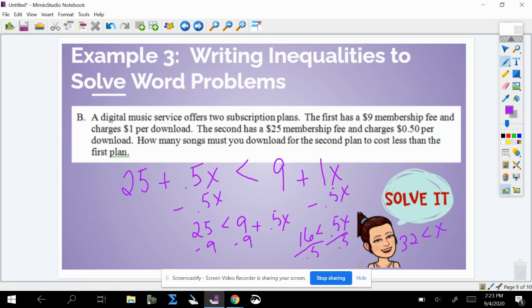So that means 32 again is my break-even point. If I do 32 downloads, it's going to be the same no matter what. If I want the second plan to be less, then I need that x value to be bigger than 32. So once I hit 33 downloads, it makes more sense to go to the second plan.